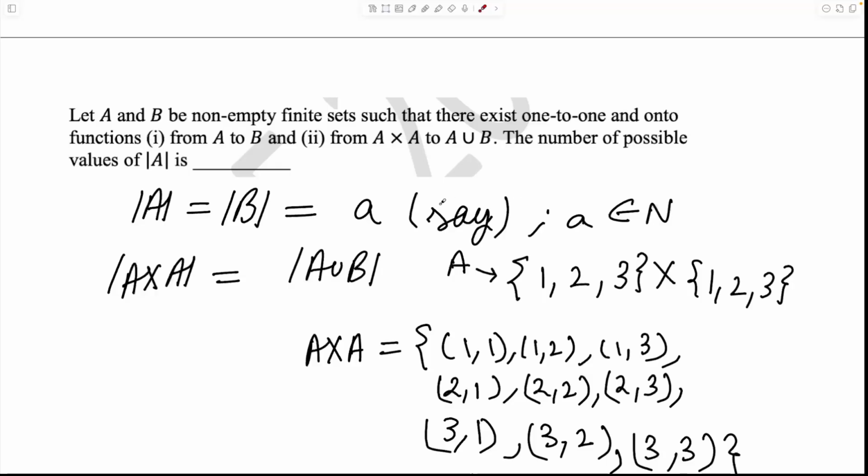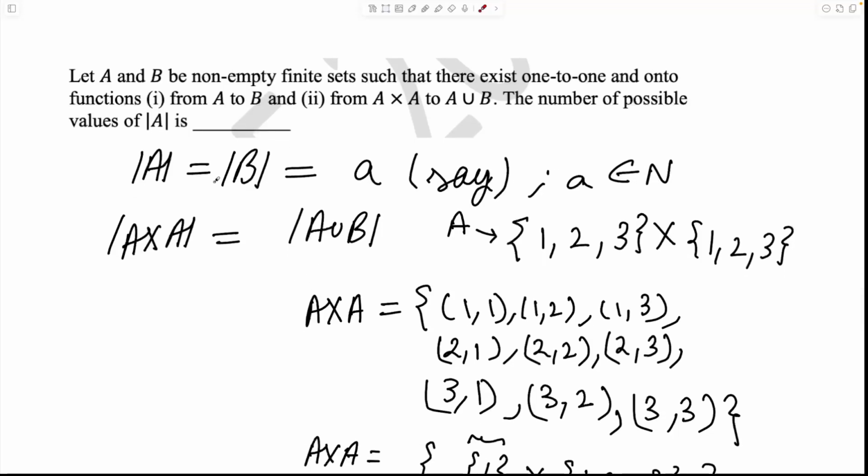And this A would be a natural number because, obviously speaking, the size of a particular set represents the number of elements that are present inside of that set, and that can only be a natural number, right? So we have this part. Then A cross A is equal to A union B, right?